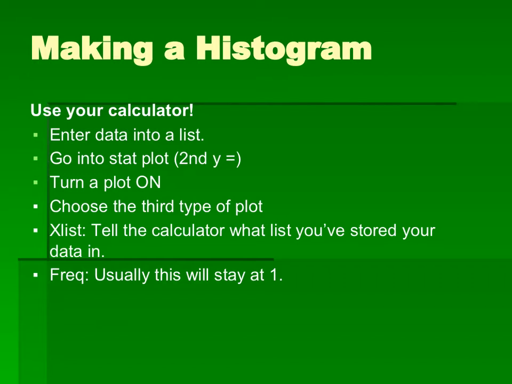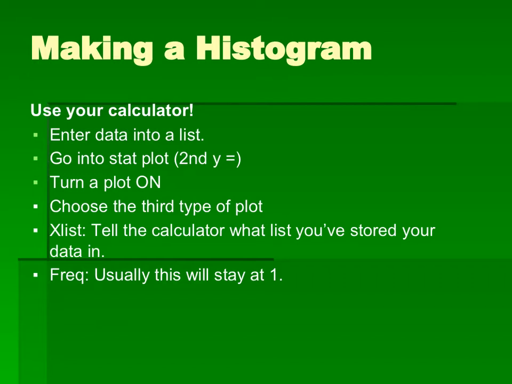And then there will be a couple prompts below that after you've highlighted the histogram. The X list, that's when you want to tell your calculator what list you've stored your data in. It's probably L1 listed there already, and that's probably where you put your data. Eventually we'll start using more lists and you'll get comfortable toggling back and forth with those. Your frequency will stay either blank or at 1 for now.